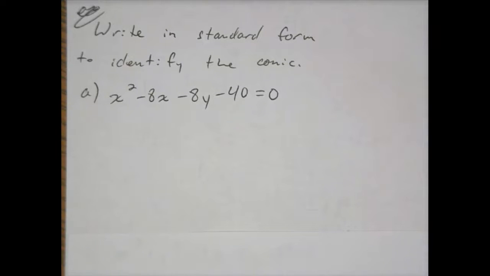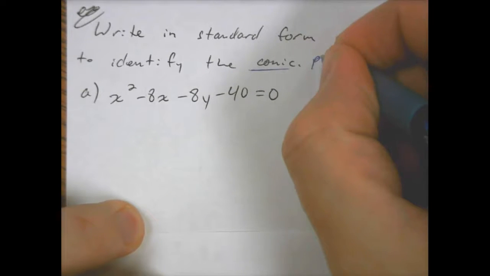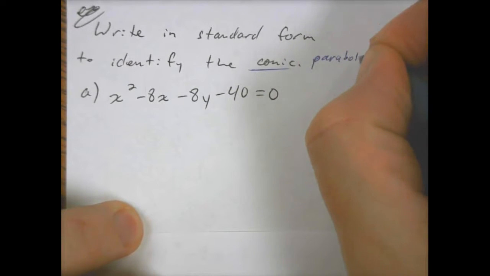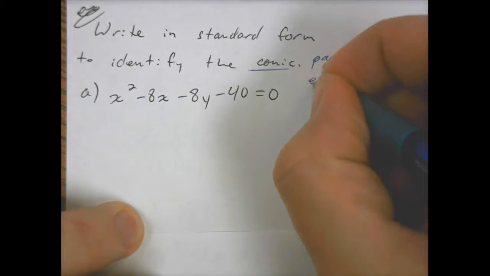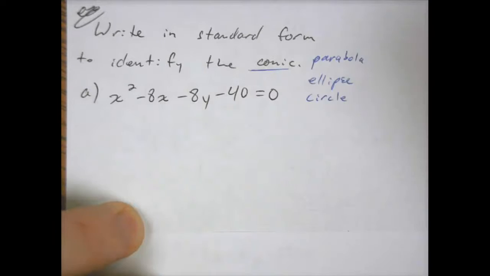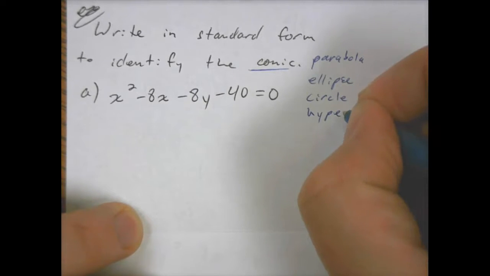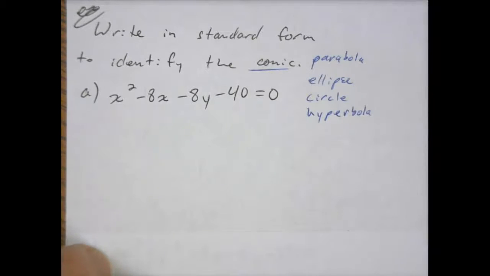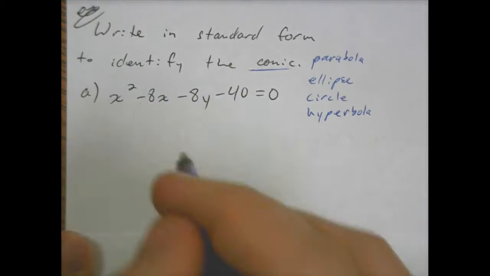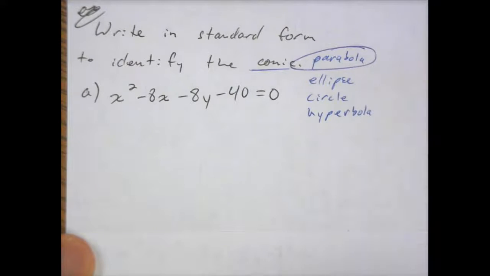Alright, here we go. Write in standard form to identify the conic. Conic is just whether it's a parabola, an ellipse, circle, or what else? What else is there? Hyperbola. Yes. So for standard form, with this one, I noticed that I only have an x squared term. So already I know this one is going to be a parabola.